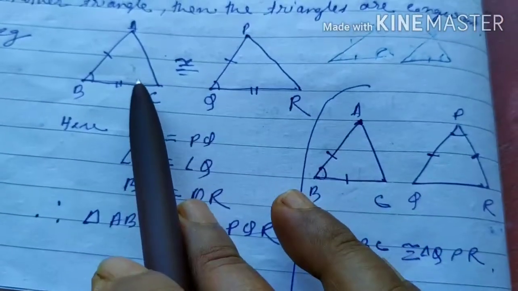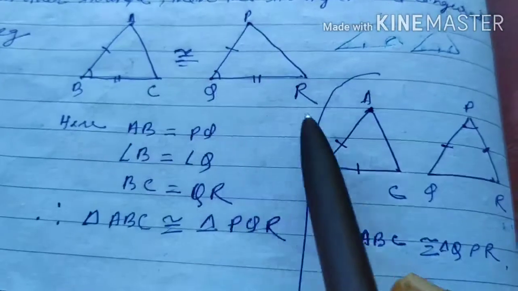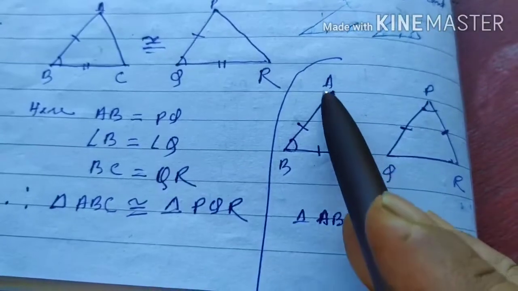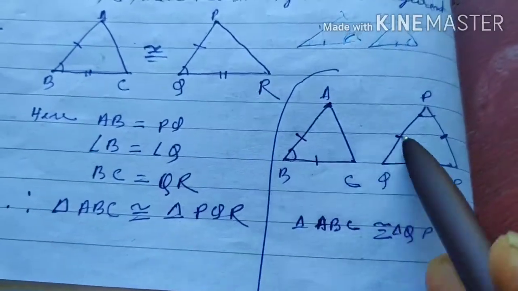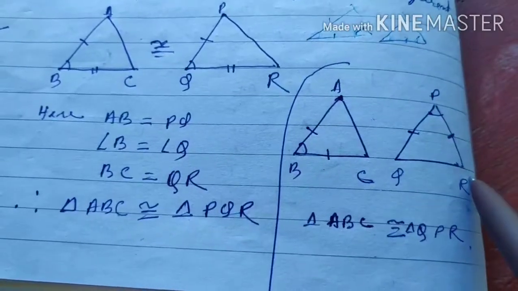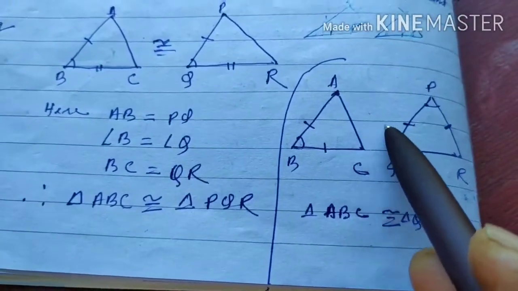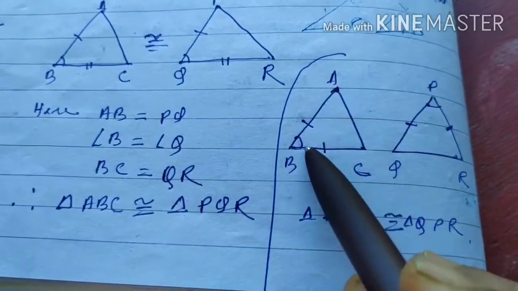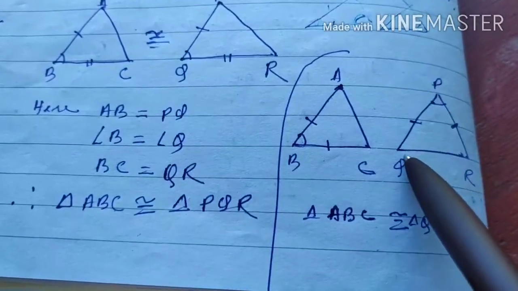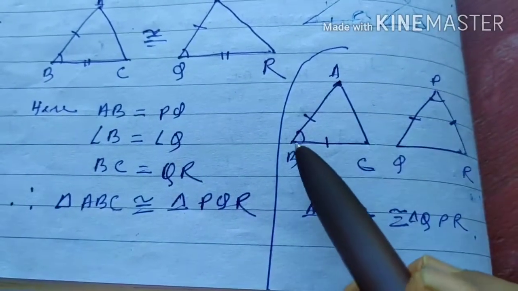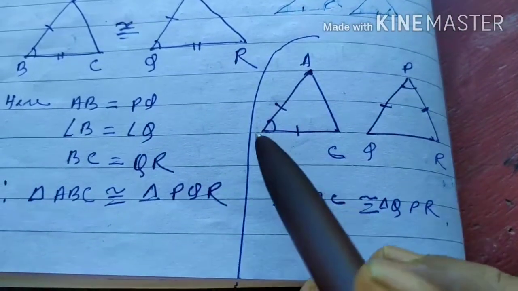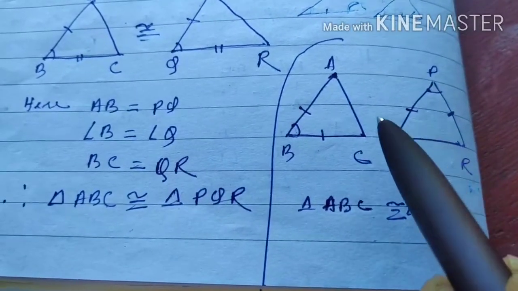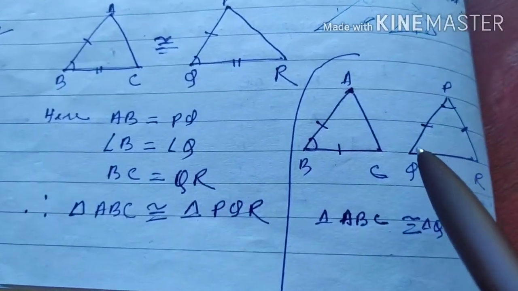Now look at another figure for side angle side. Here, according to side angle side, the two triangles are congruent. The corresponding sides are AB and PQ, and the other corresponding sides are AC and PR, and the included angles are angle A and angle P. In this case also we can say the two triangles are congruent according to side angle side.